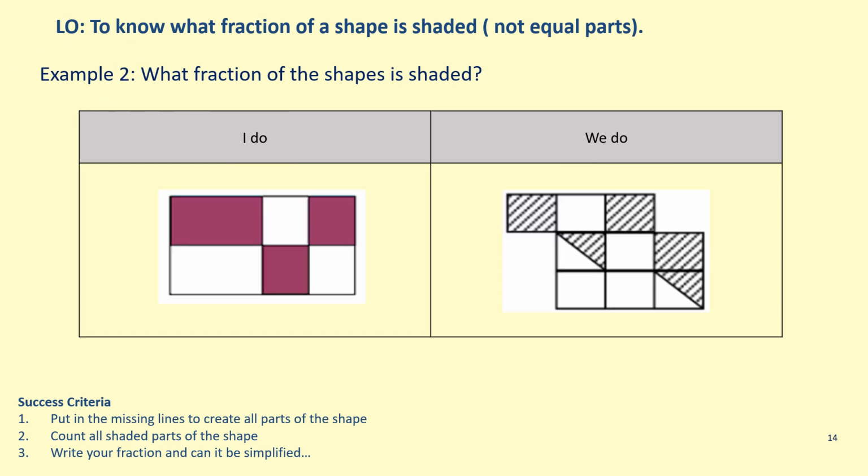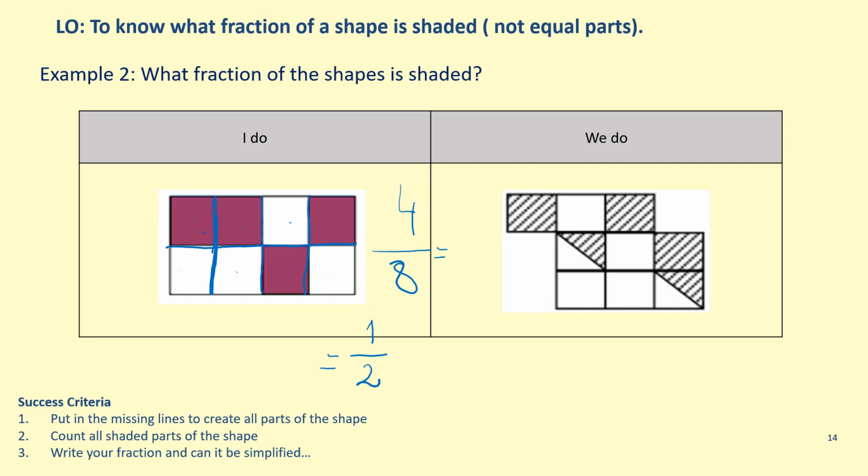Example 2. Again, we've got unequal parts, so I want to split it in a way so the parts are equal. As you can see, I've done it by just putting one line in this way, in this case. So I've got 1, 2, 3, 4 shaded, 1, 2, 3, 4, 5, 6, 7, 8 equal parts in the shape altogether, so the fraction is 4 out of 8. I'm a very clever mathematician, so I've already noticed that 4 goes into 4 and 4 goes into 8. 4 divided by 4 is 1, 8 divided by 4 is 2, so it's the same as 1 over 2.